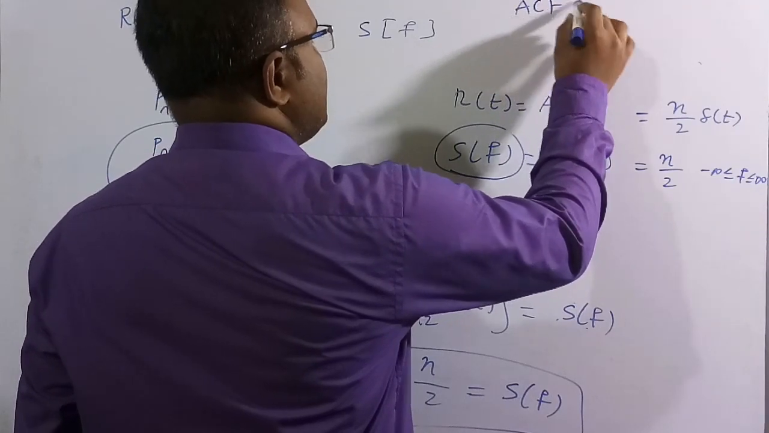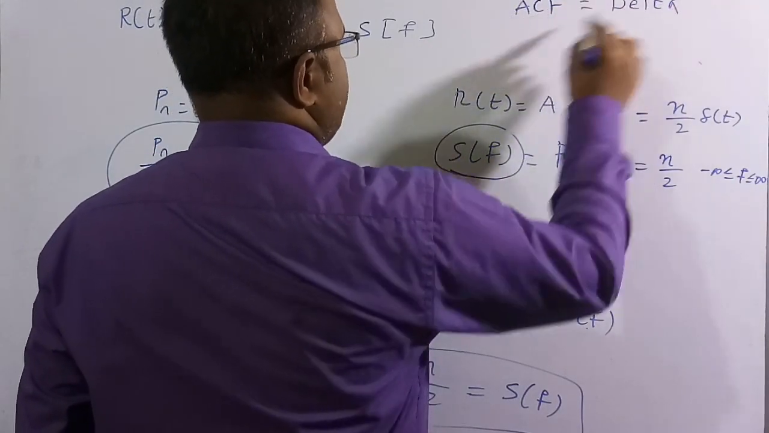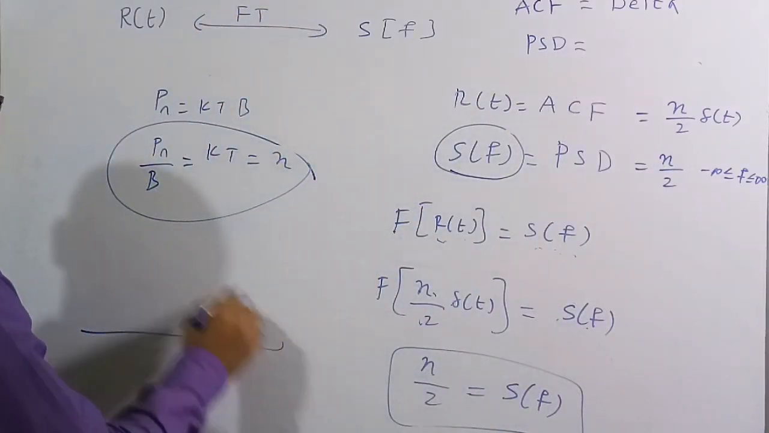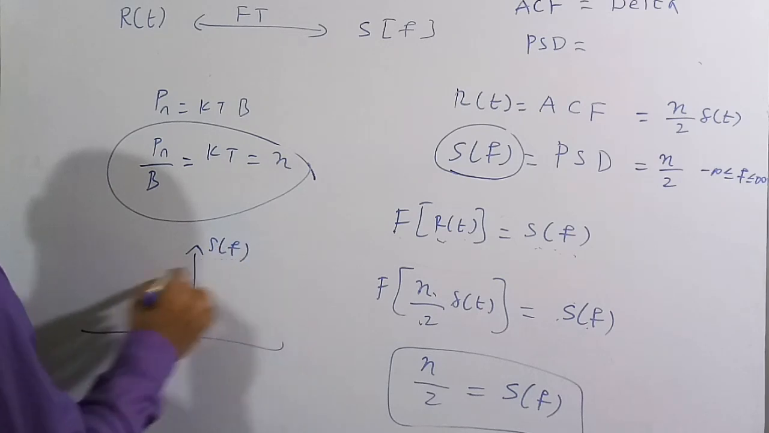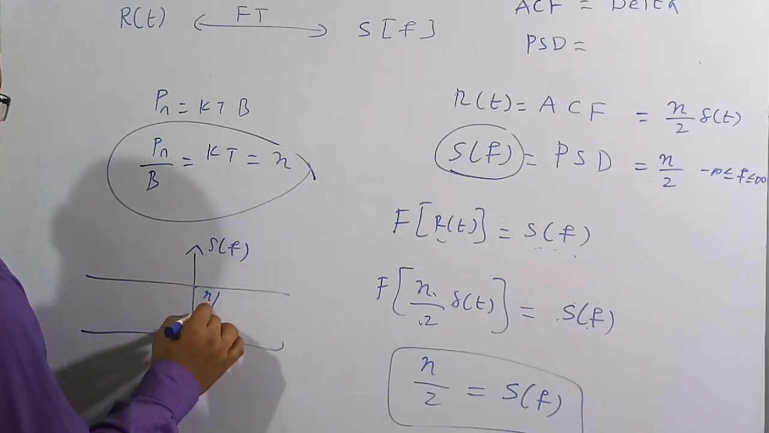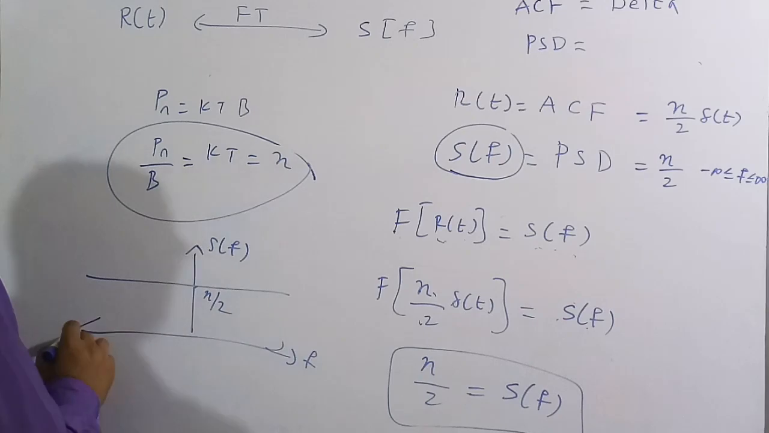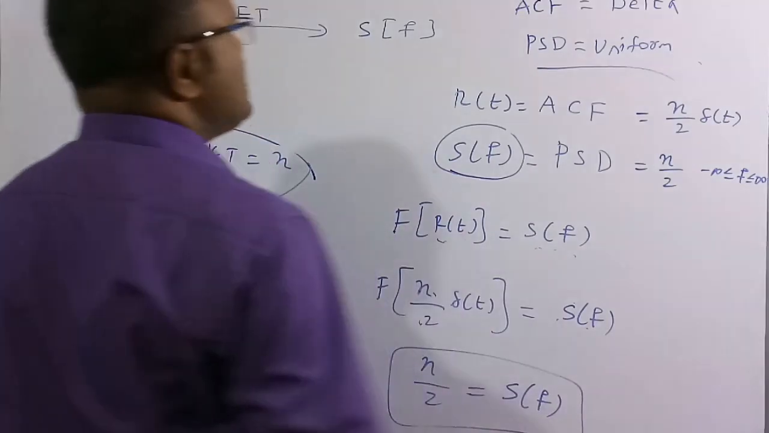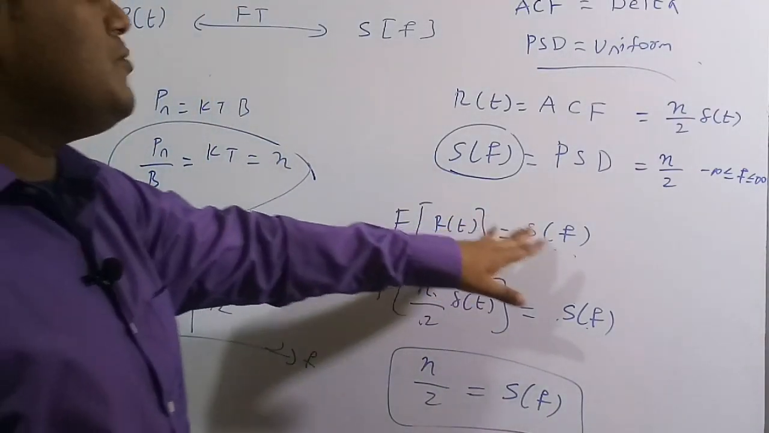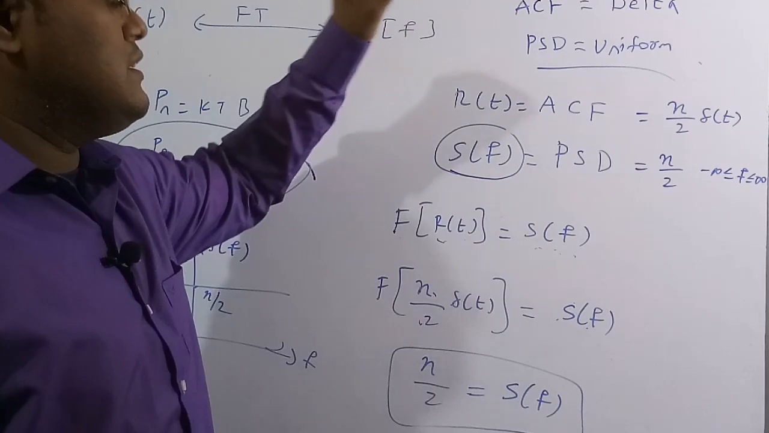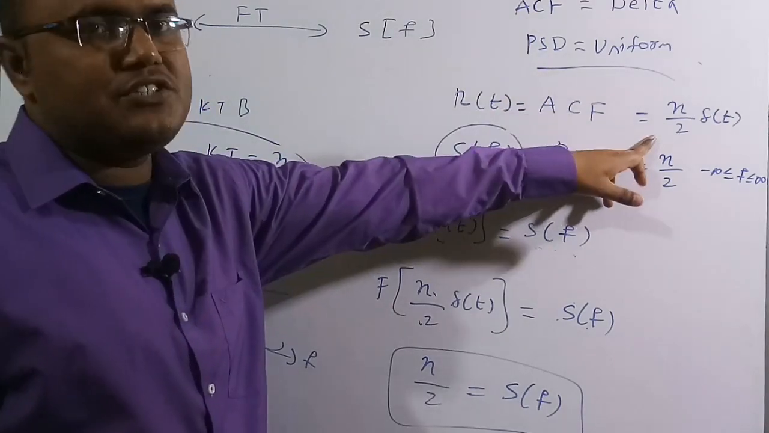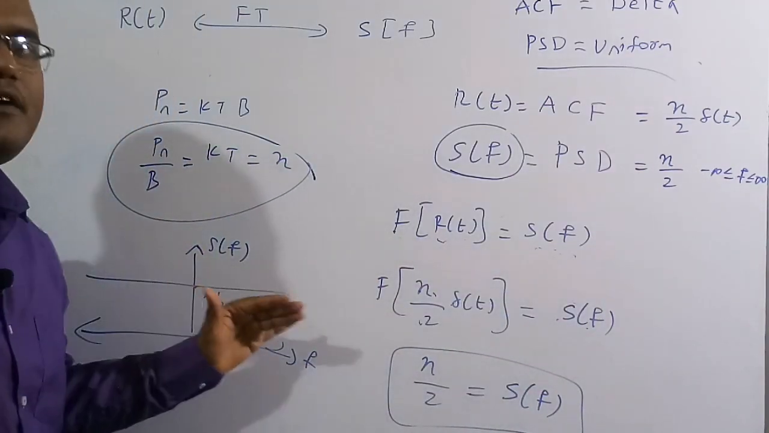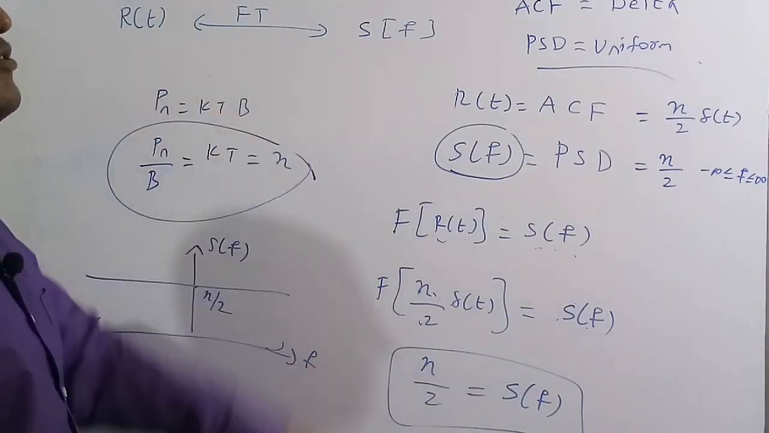So ACF is a delta function, whereas the PSD is a uniform function, meaning it has a constant value. If you draw the graph of S of f, it is a constant value for all frequency, which is eta by 2. So this is a uniform function. The Fourier transform of the autocorrelation function is equal to the power spectral density. Therefore the autocorrelation function is a delta function, whereas the power spectral density is a uniform function, meaning it has a constant value for all frequency. So this is the correct solution of this question.